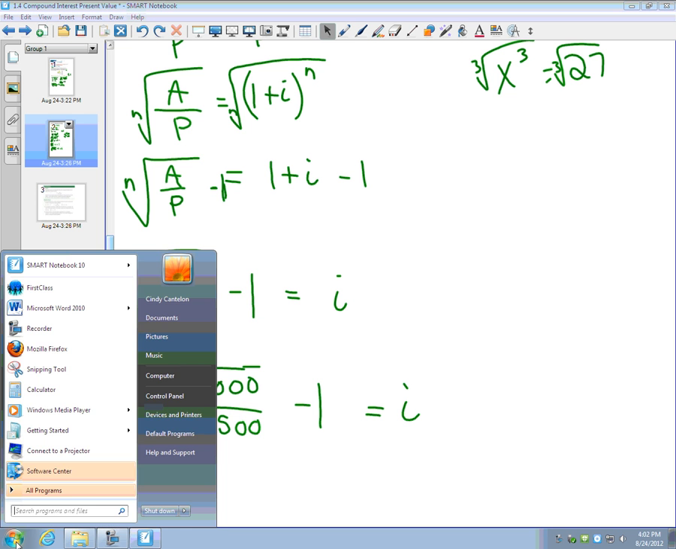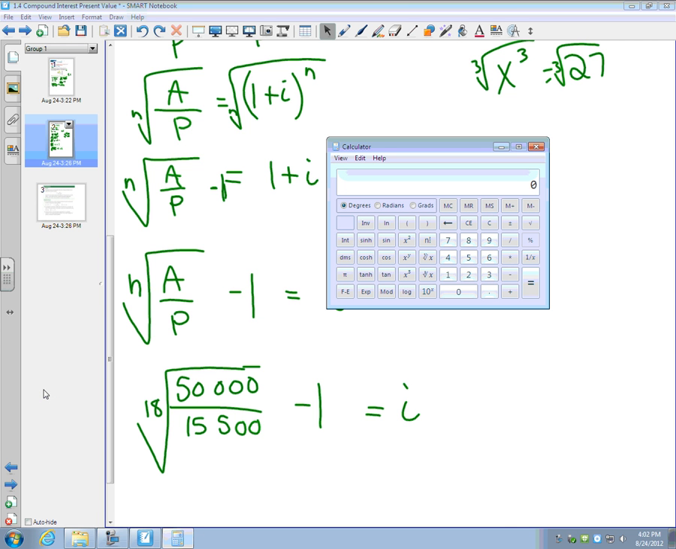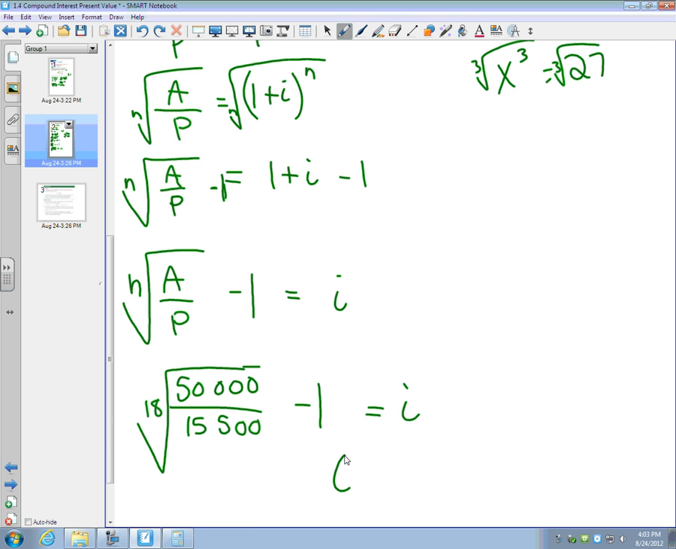So that button on your calculator, I'll do it on mine here. I have 50,000 divided by 15,500. I'm going to press equal, and then there should be a button where it's y root x. You're going to put that in, and you're going to put 18. That should give you your value. Then we're going to subtract 1 from that, and our interest rate was about 6.7%. That's our interest rate.